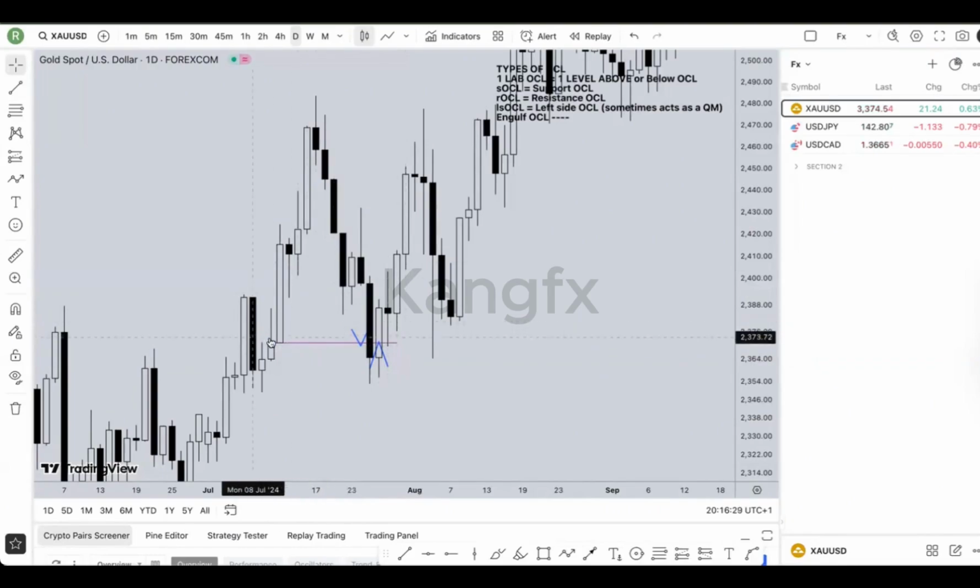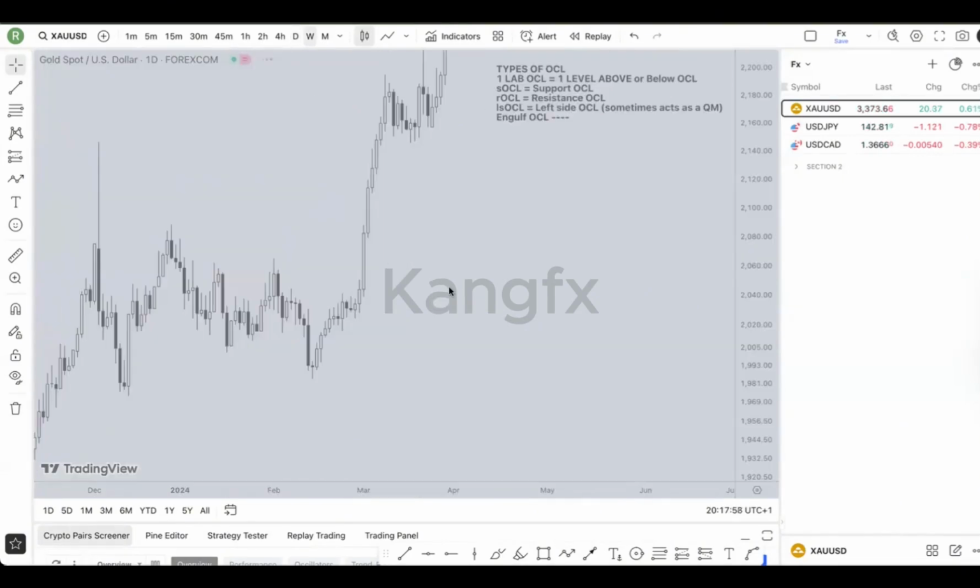So these LS OCLs are very strong, especially when they are the only valid key level at that point in time. First, it was supposed to act as support, but the market broke through it. Then it was supposed to act as resistance. What happened? The market broke through it again. So the market is going to come back and use it as our LSOCL. Take note, it must be broken twice.